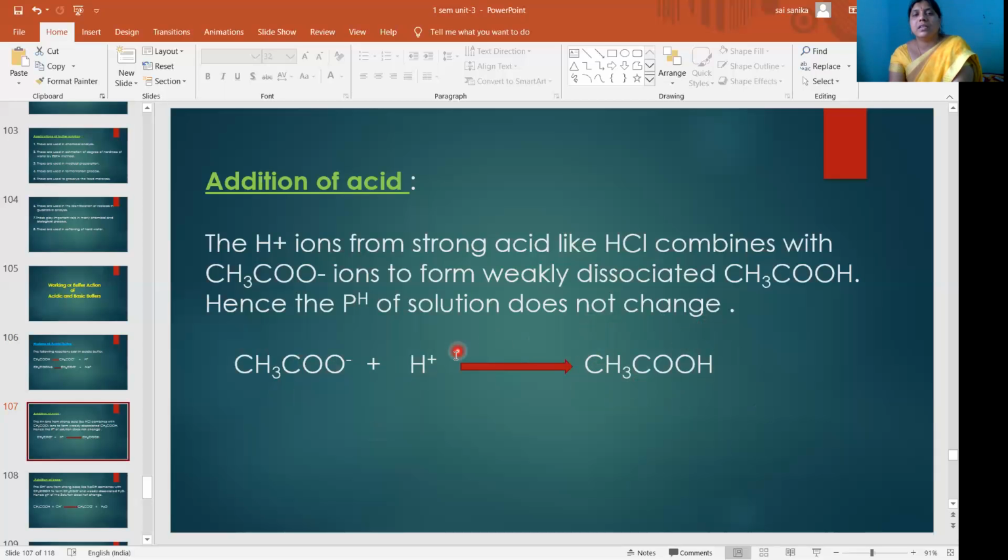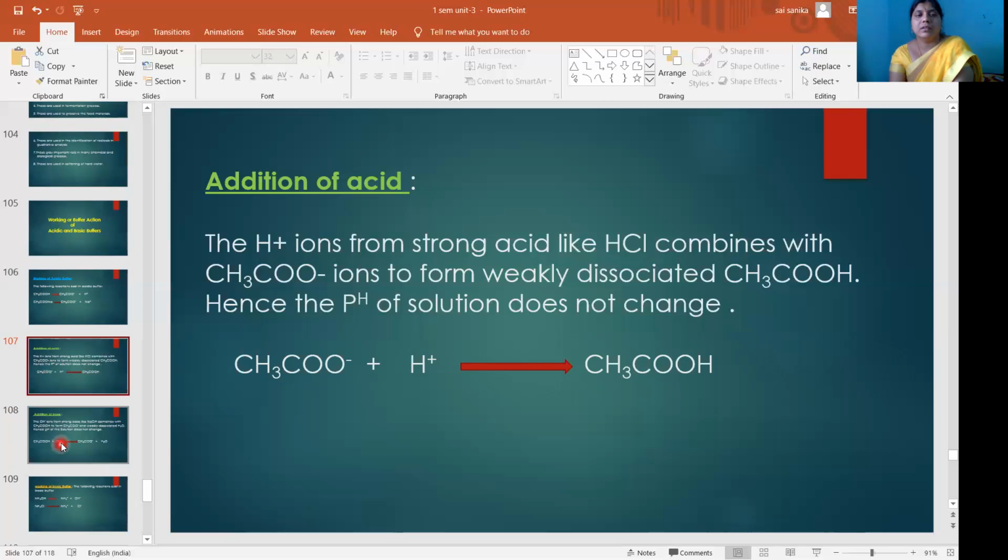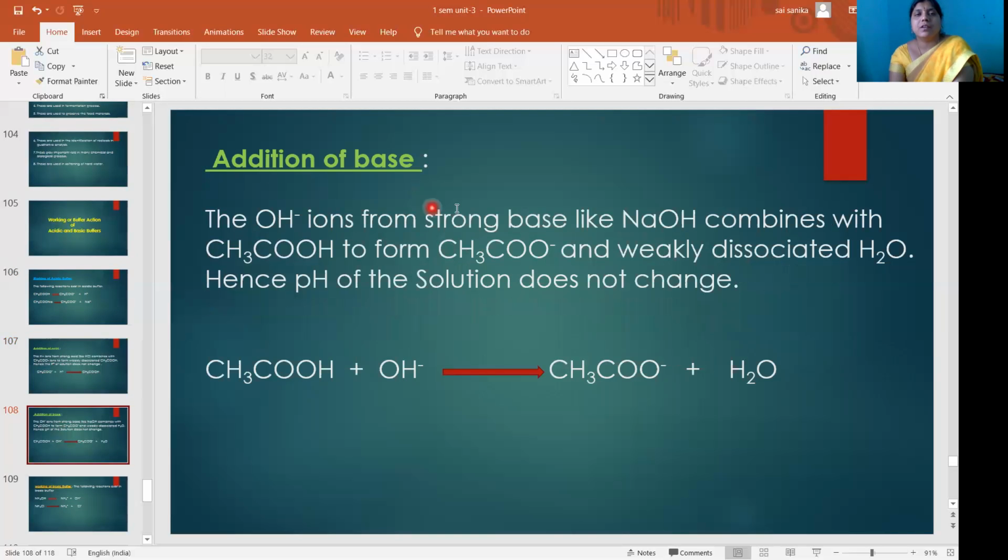If there is any change in the concentration of H plus ions, then only the pH value changes. That's why the pH value of the solution does not change. This is called the common ion effect. We'll see the common ion effect. Okay, then the addition of base.